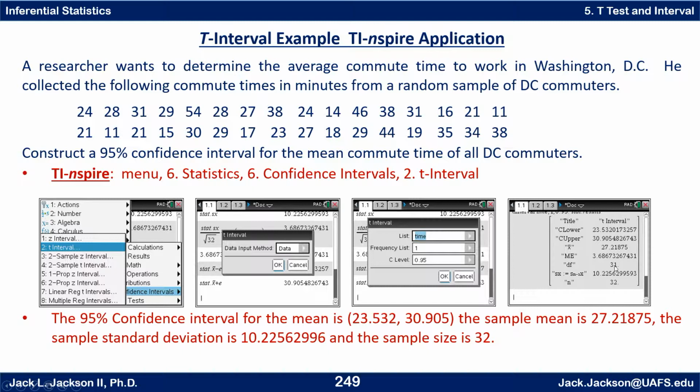Degrees of freedom is sample size minus 1, which is 32. This is the standard deviation of the x values from our sample, and this is our sample size. It returns a few more things than the other one does. It doesn't return the interval in interval form, but it gives you the upper and lower limits with more accuracy, more digits than the TI-84 does.